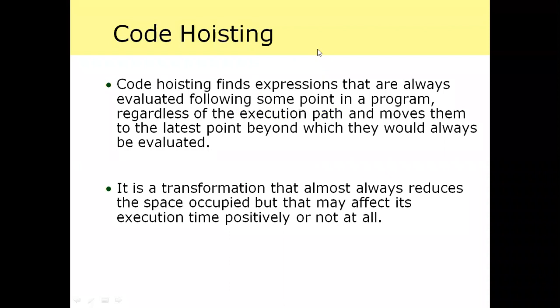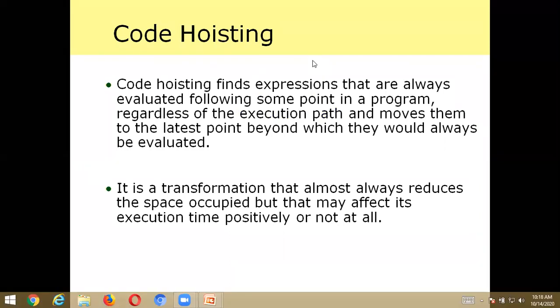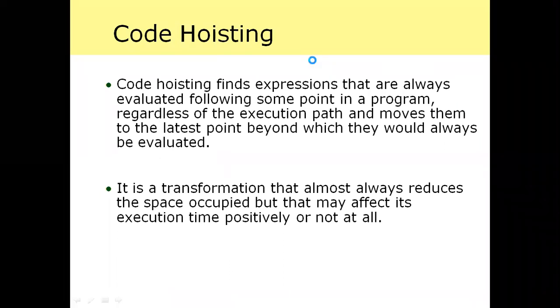The role of code hoisting is that it always finds the expressions, that is, the evaluations following some point in a program, regardless of the execution path, and moves them to the latest point beyond which they would always be evaluated. It is a transformation that almost always reduces the space occupied. When you want to reduce the space, then we need to apply this transformation. The name of the transformation is code hoisting.